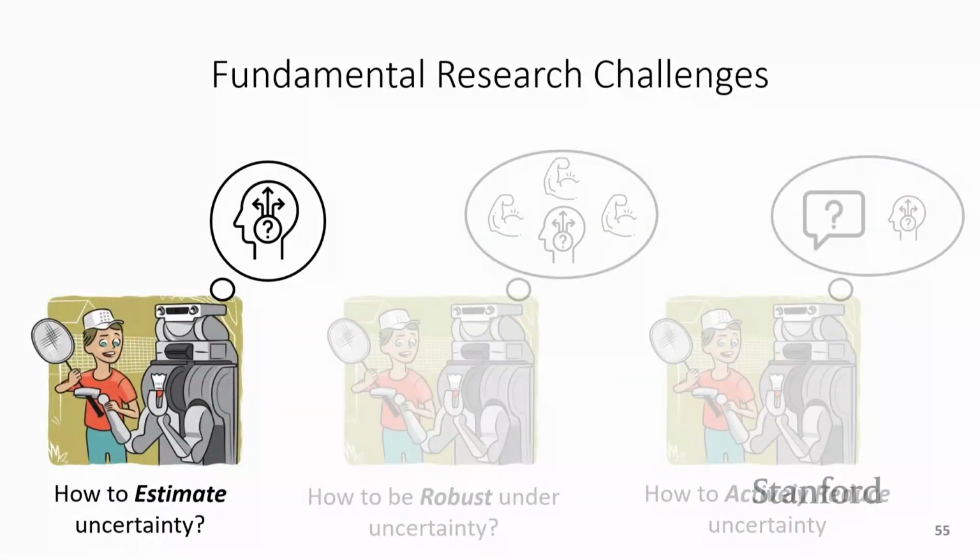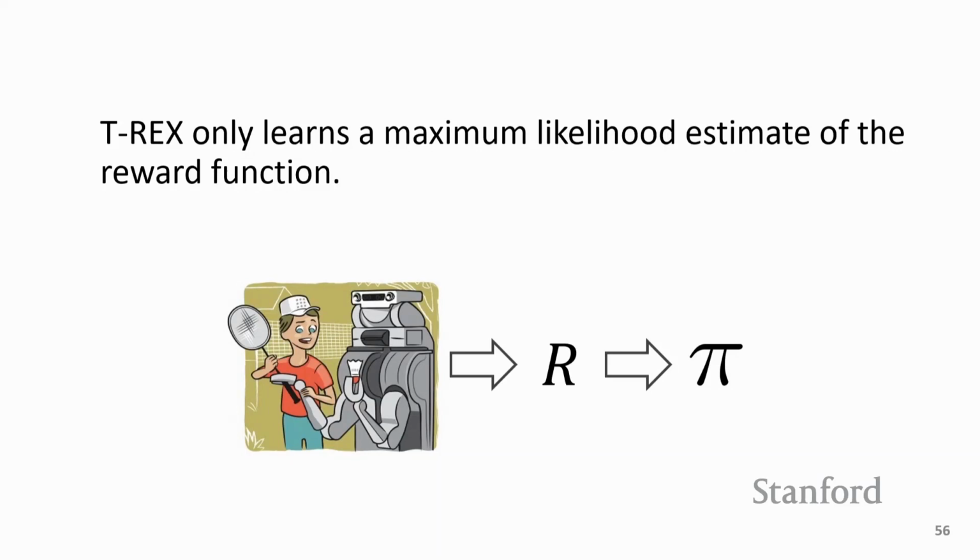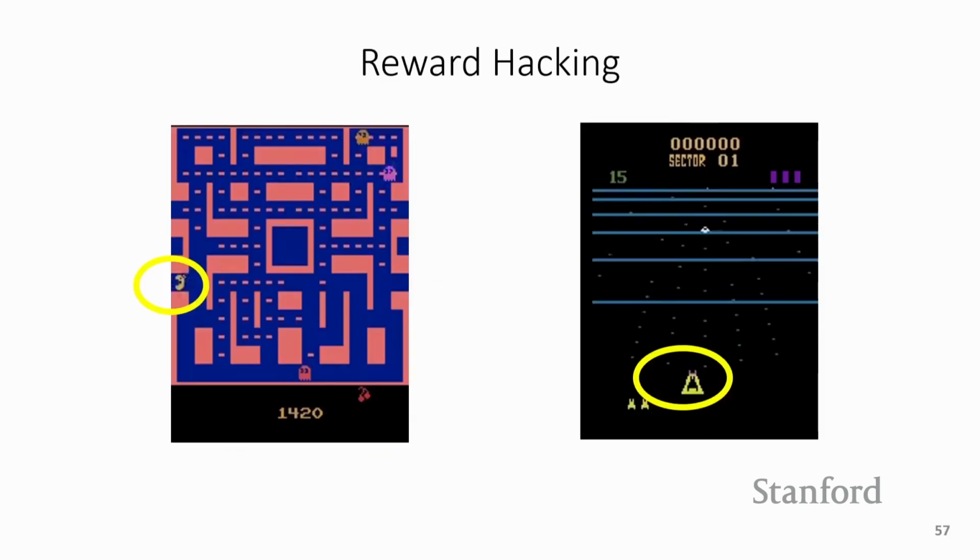So I'd like to now talk about how we estimate uncertainty. We talked about T-Rex, which is a cool way of learning reward functions from human input, from suboptimal ranked demonstrations, but it's only learning this single reward function estimate, this maximum likelihood estimate. And so this can lead to problems.